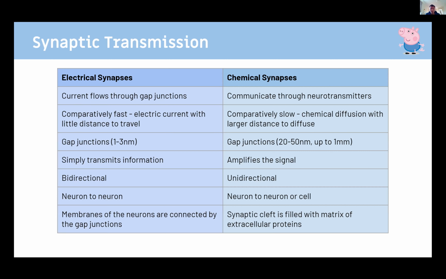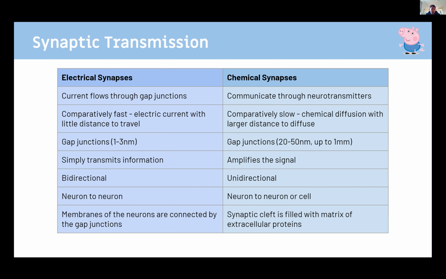Comparatively, the chemical synapses are slower. This is largely because in chemical synapses, you just rely on diffusion, and there's also a larger distance to diffuse. So if you have a look at, oh, that shouldn't say gap junctions, that should just say gap, sorry, in the third row. The gap is about 1 to 3 nanometers in electrical synapses, and the gap is about 20 to 50 nanometers and up to 1 millimeter in chemical synapses.